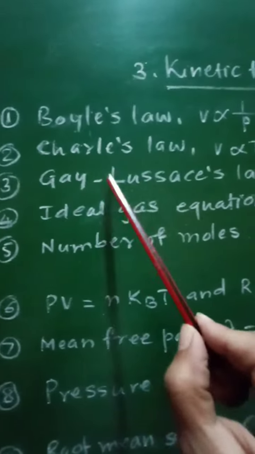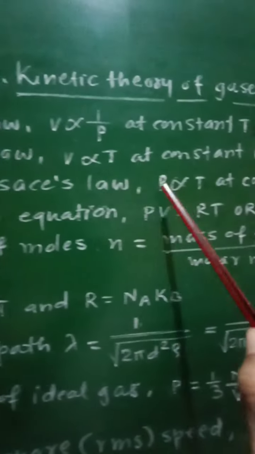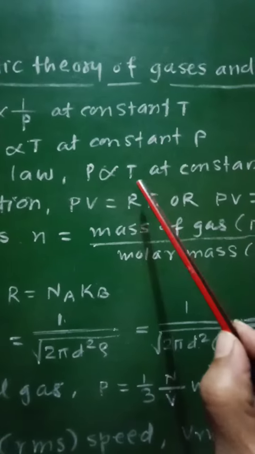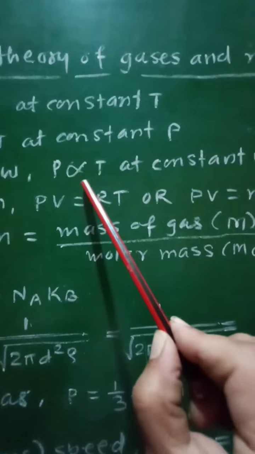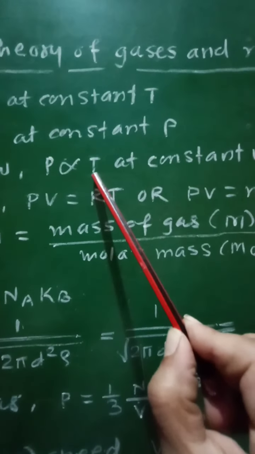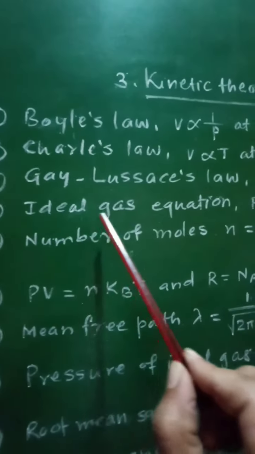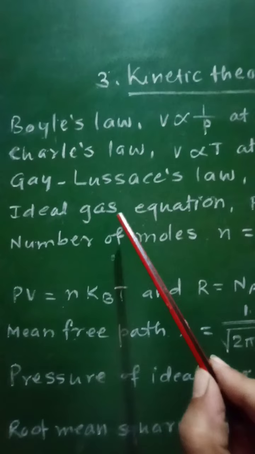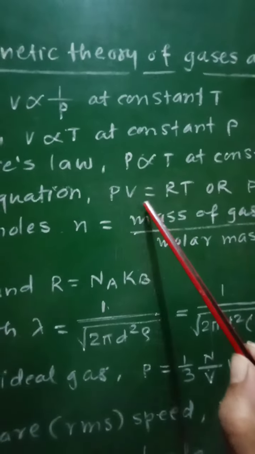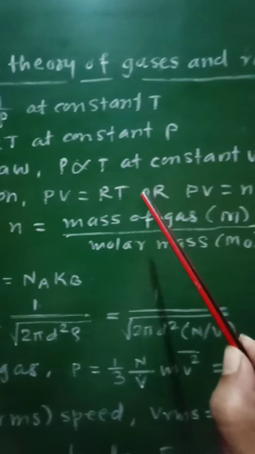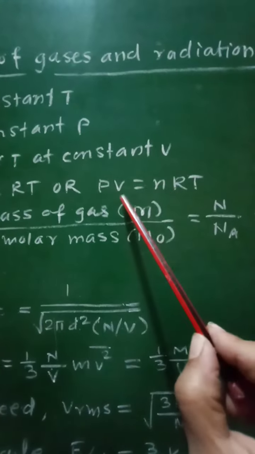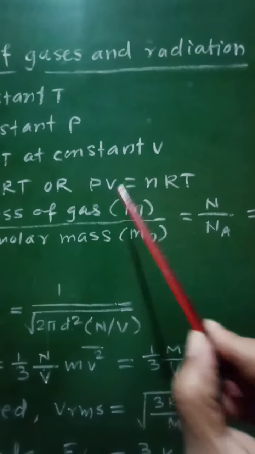Third is Gay-Lussac's law, that is P is directly proportional to T at constant V, that is pressure of given mass of gas is directly proportional to its temperature at constant volume. Fourth formula is for the ideal gas equation. For 1 mole of gas PV equal to RT, or for n mole of gas PV equal to nRT.